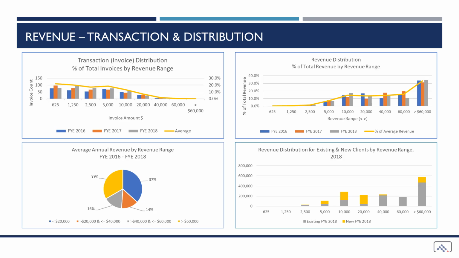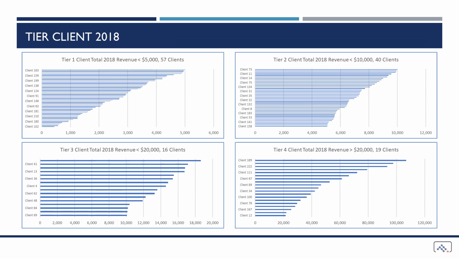Average annual revenue by revenue range over the recent 3-year period is reported. Revenue distribution for clients and new clients by revenue range can be seen. For the recent year, clients can be categorized in tiers based on total client revenue.